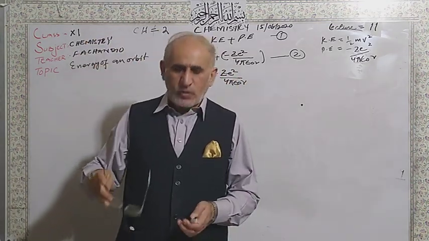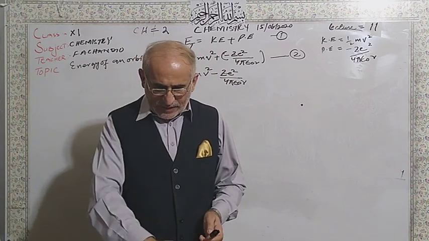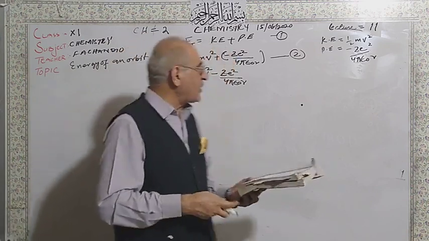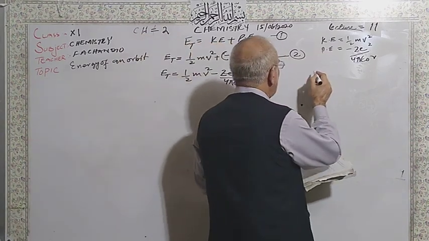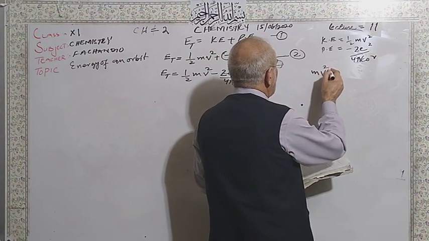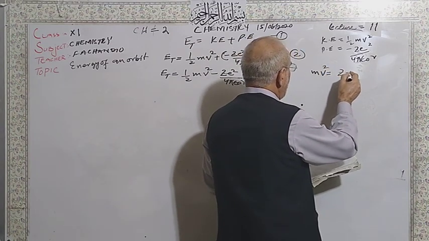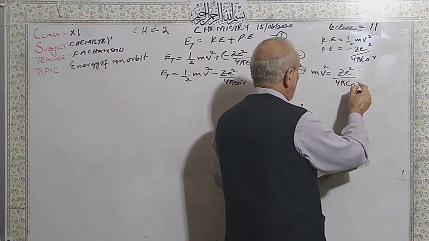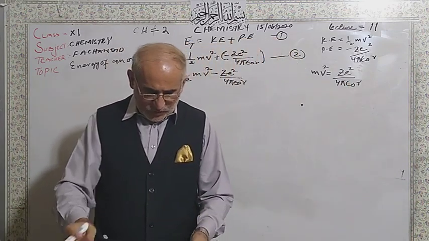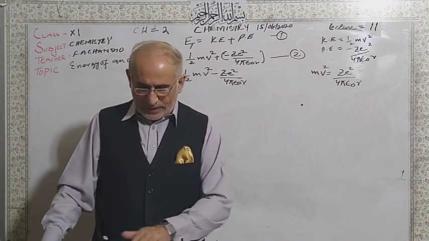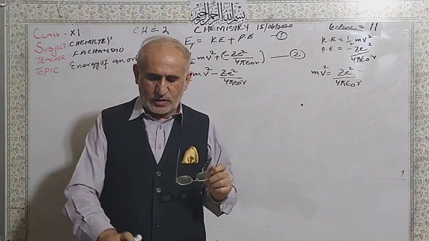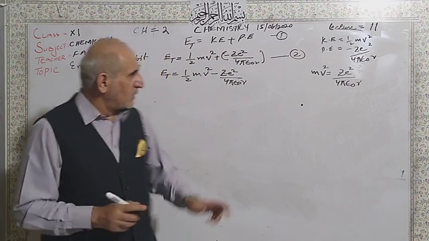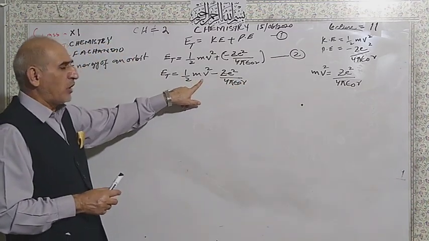Now, dear students, if you see the previous derivation for the radius of an orbit of an atom, there is one equation: mv square is equal to Ze square over 4 pi epsilon naught r. I told you yesterday that we will use this in the next derivation. So you see this mv square.